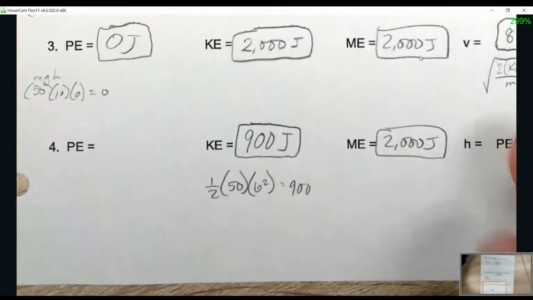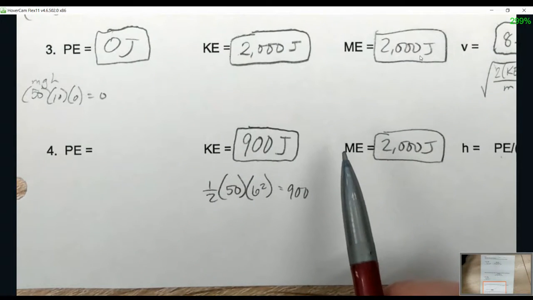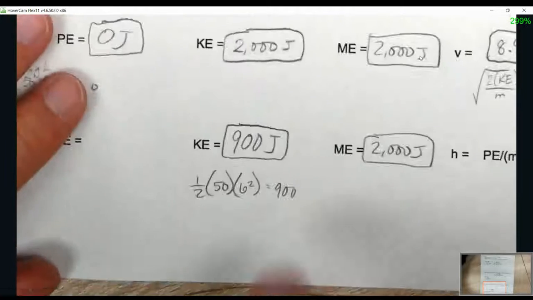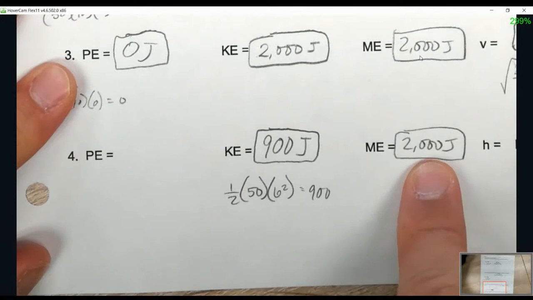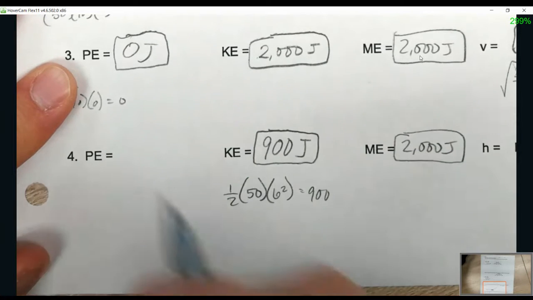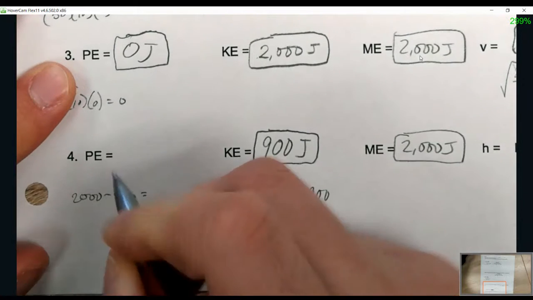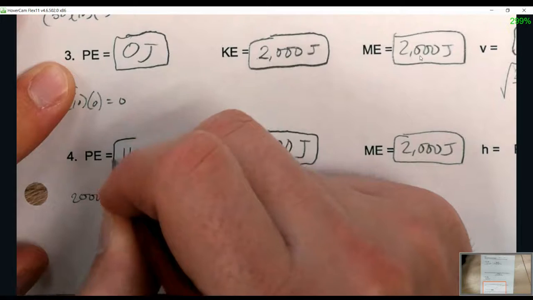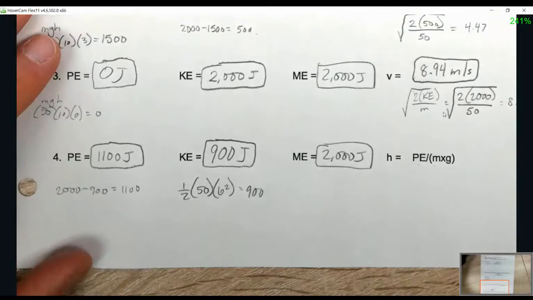Okay, so we still don't know potential energy because we didn't know the height. But again, remember, potential plus kinetic have to add up to the mechanical energy, the total energy here. So what plus this is going to give you that, or you can subtract the two. 2,000 minus 900, and you're going to get 1,100 joules as your potential energy. All right, just about done.